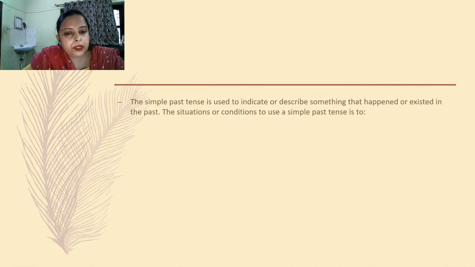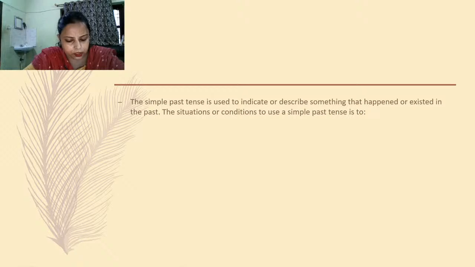Now, what is a simple past tense? Simple past tense is used to indicate or describe something that happened or existed in the past. Like just now I gave the example of yesterday I went for shopping. This particular sentence is a real example of a simple past tense, because here I described something that happened or existed in the past.